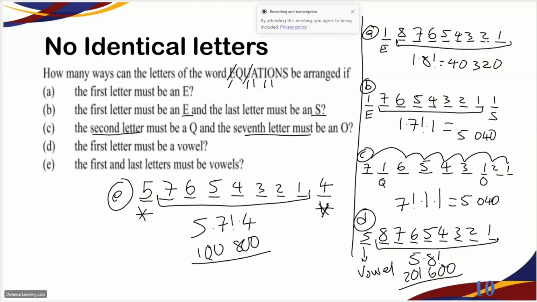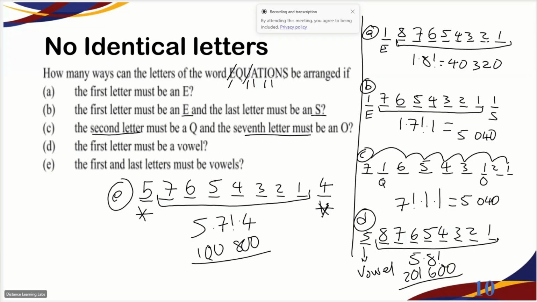On this slide, that's where we had no identical letters in a word. These are the examples that we had for no identical letters in a word. But not all words have non-identical letters only. We can have a word that has identical letters.